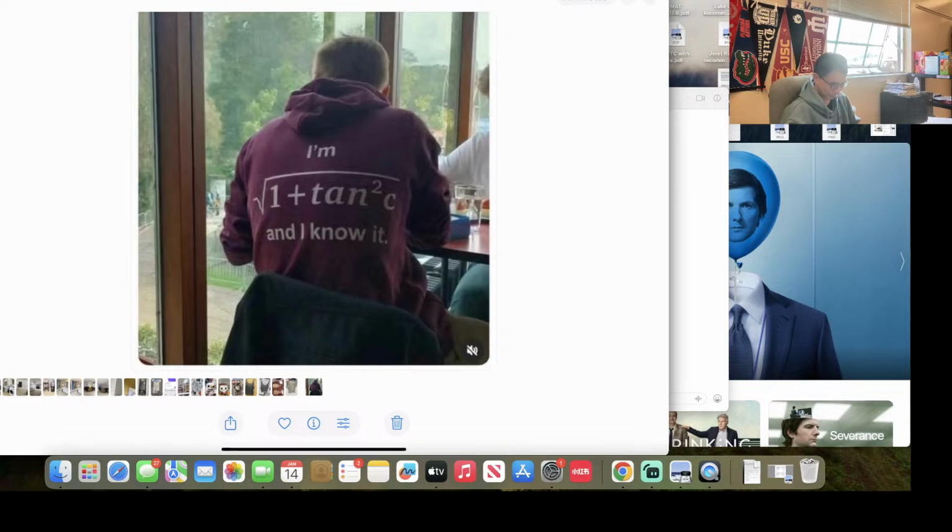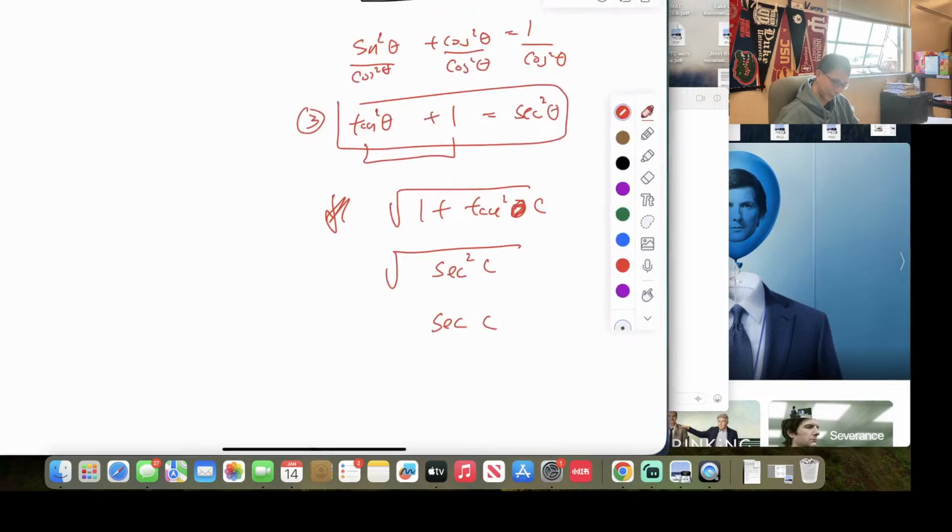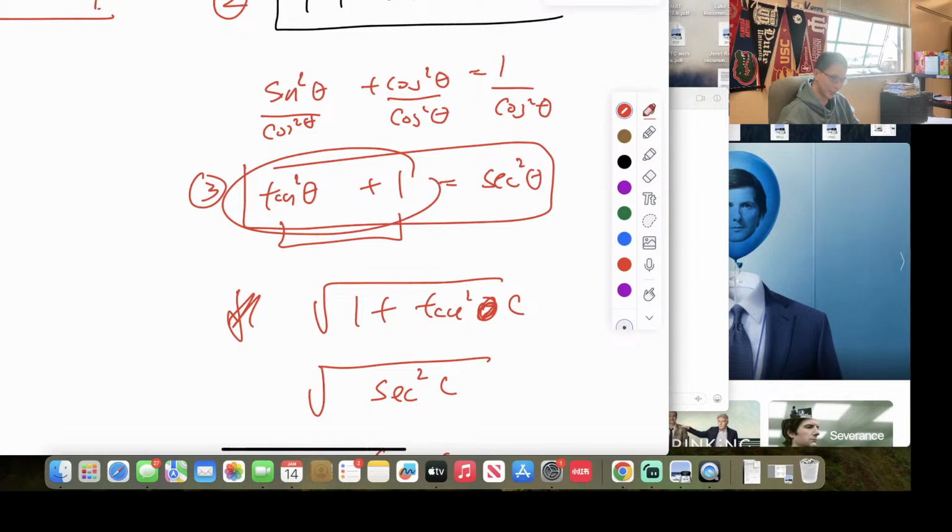I don't get it. Can you do it again? So 1 plus tangent squared is what? Secant squared, so secant squared of c. And the square root of secant squared of c is secant c. Why is it 1 plus? Well, it's because the root is correct here. 1 plus tangent squared is this.